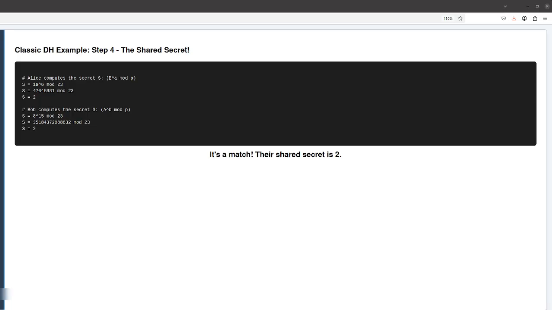Meanwhile, Bob takes Alice's public key, A equals 8, and raises it to the power of his private key, b equals 15. His calculation is 8 to the power of 15 modulo 23. This is an even more gigantic number, but the final result of the modulo operation is also 2. They have both independently calculated the same shared secret. The number 2 is now their shared key.